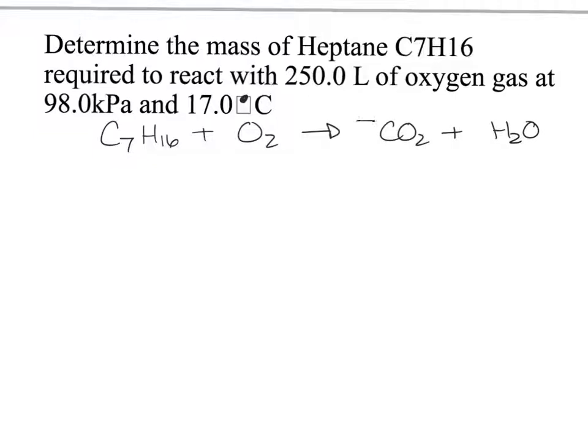So starting with carbon, I have 7 on the left side, so I need to have 7 on the right side. Then I see that I have 16 hydrogens on the left side, so I need to put an 8 in front of here to make the 16 on the right side. And here I have 14 oxygens, and here I have 8, so that gives me the 22. So that means I put 11 in front of here, and then it should be balanced.